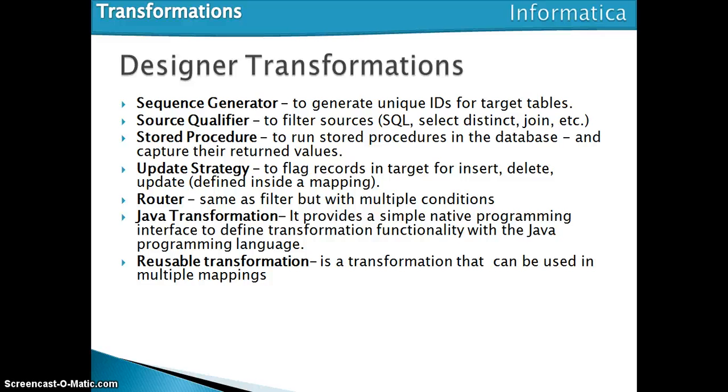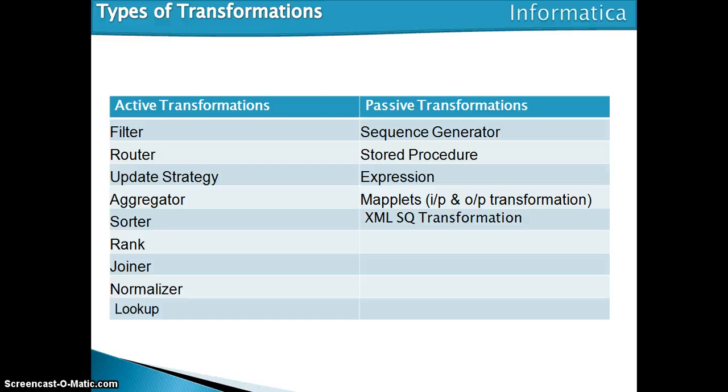And Java transformation, it provides a simple native programming interface to define the transformation functionality. In this we use the Java programming language. And reusable transformation is a transformation that can be used in multiple mappings. And here is a table, it distinguishes active and passive transformations. Here in Informatica we have filter, router, update strategy, aggregator, sorter, rank, joiner, normalizer, lookup. These are the active transformations. And sequence generator, stored procedure, expression, mapplets, and XML source qualifier transformation. These are the passive transformations.